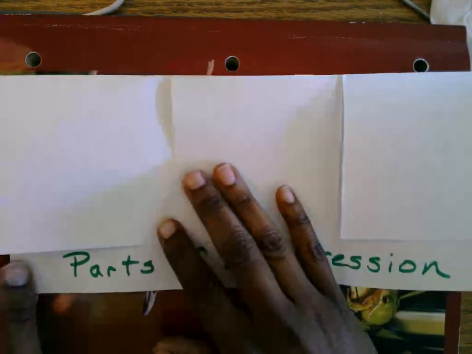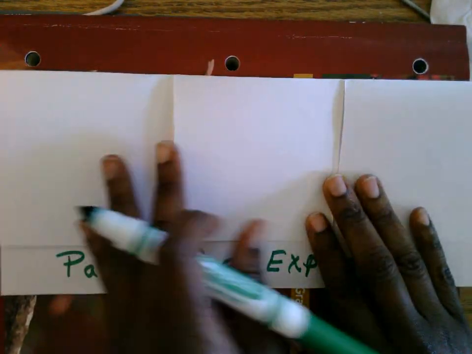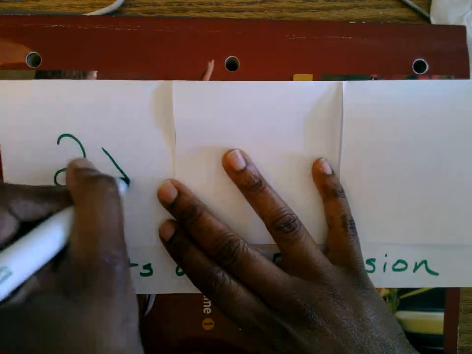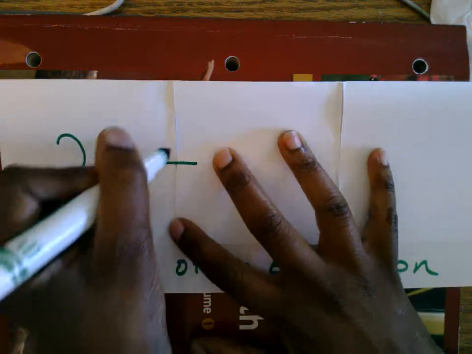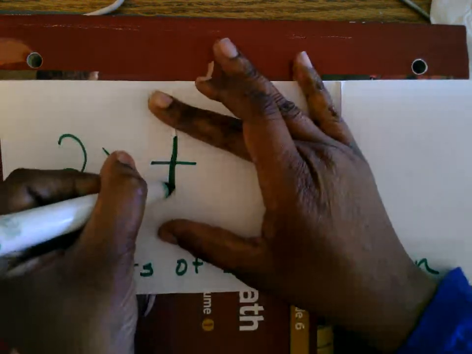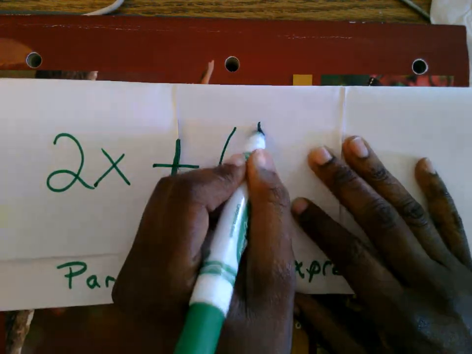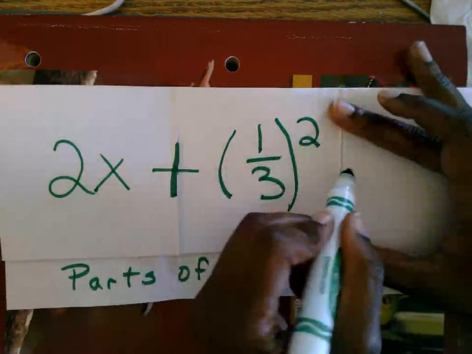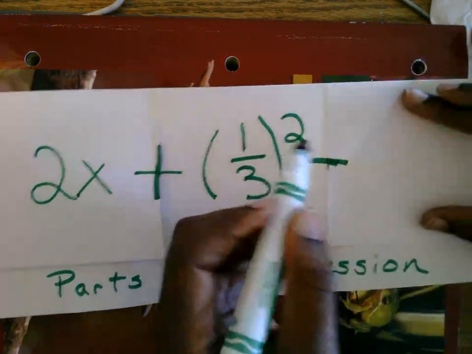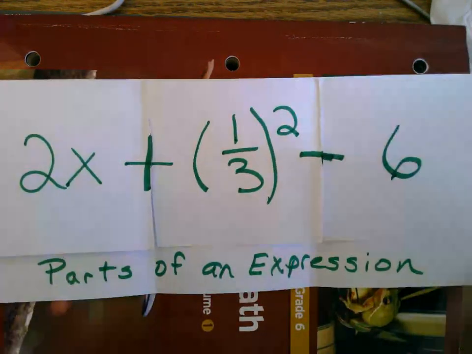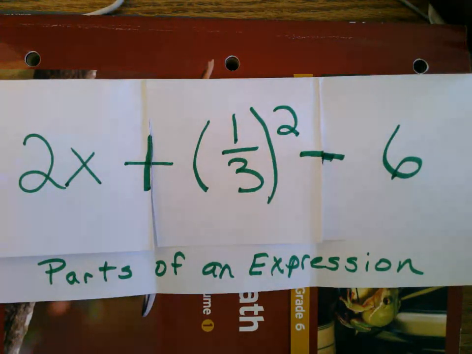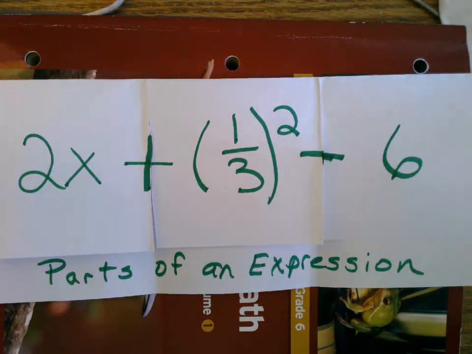Okay, here is the expression that we're going to write across the top. We're going to write 2x plus (1/3) squared minus 6. Okay, now, what are some things that we recognize?